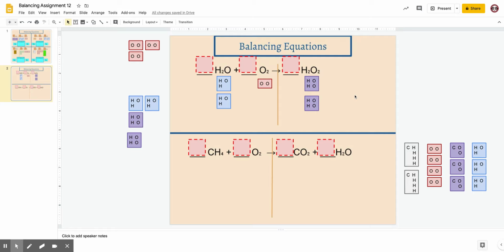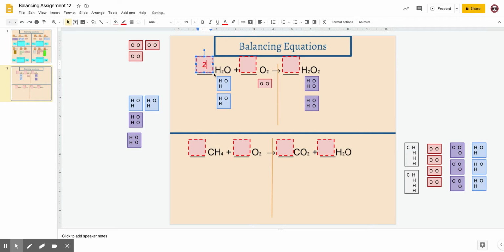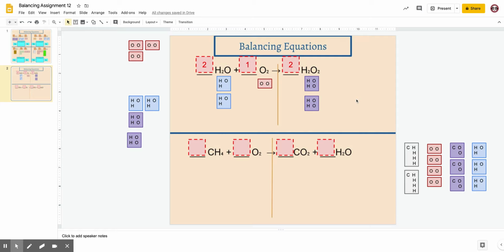I'm doing good. So the last thing I need to do is count how many boxes I have and put the number in this red square. I have 2 boxes, 2. This box, I only had 1 box. And this one, I have 2 boxes. So I am going to put a 2. And there you go. And that's how you do it. That's how we're balancing the equation using something called the box method.